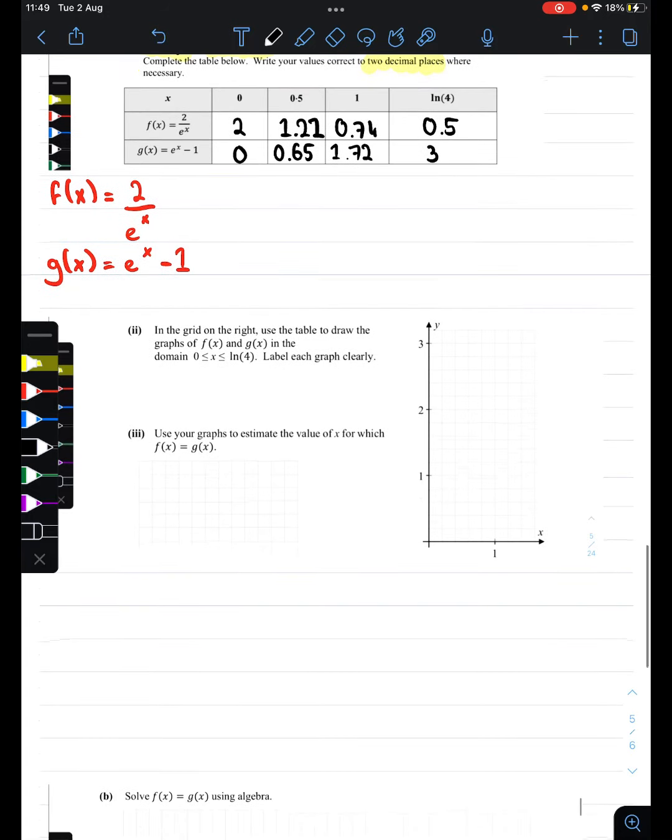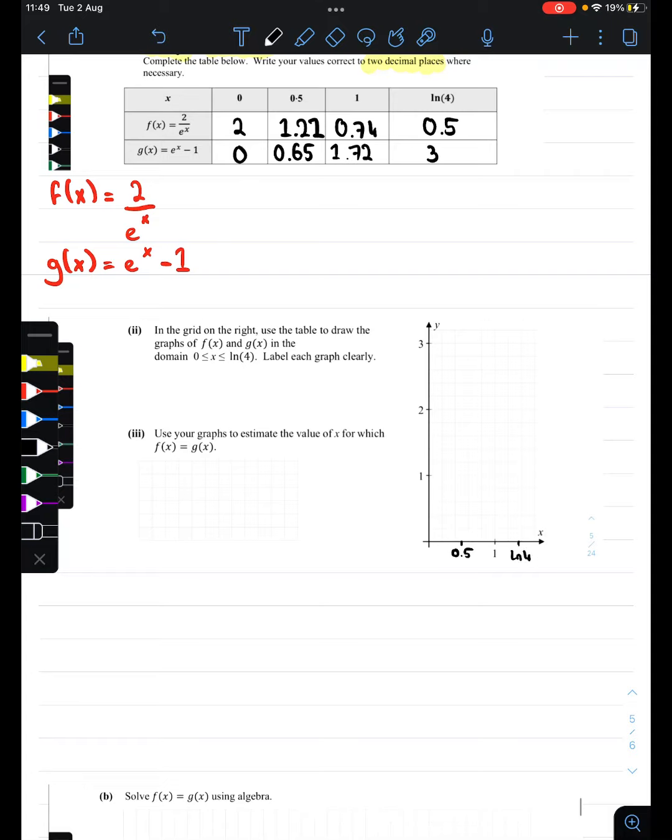Okay, now on to part 2. In the grid on the right, use the table to draw the graphs of f of x and g of x in the domain 0 ≤ x ≤ ln 4. Okay, so, well, we've already calculated the values of f of x and g of x for 0, 0.5, 1, and ln 4. Out of just interest, what is ln 4? It is 1.38, so it would be somewhere around here.